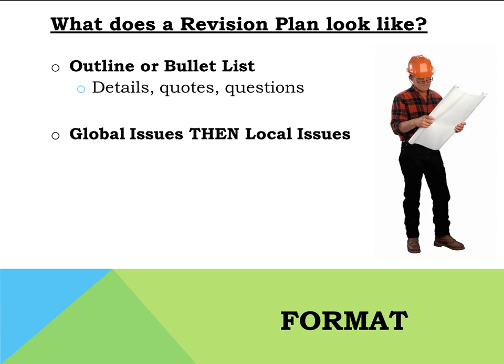But at the end of the day, fixing all the local issues doesn't change the fact that the global issues are still there. And global issues affect the whole paper, not just a small section of it, like a sentence or a paragraph. So prioritize the global issues and do them first. As you write your revision plan, you might simply put things down in the order that you think of them, but then go back and renumber or reshuffle them so that the global issues come first.